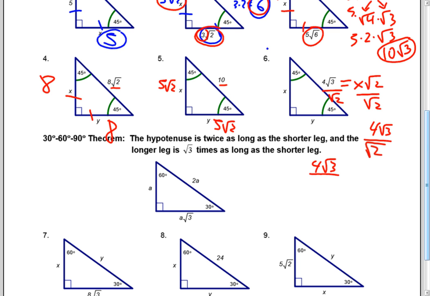What do I do to that? I've got to rationalize the denominator. Make the bottom look pretty. 4 radical 6. Radicals times radicals. I get a 2 on the bottom. Can I reduce that at all? 2 radical 6. 2 radical 6. So that's 2 radical 6, and that's 2 radical 6.